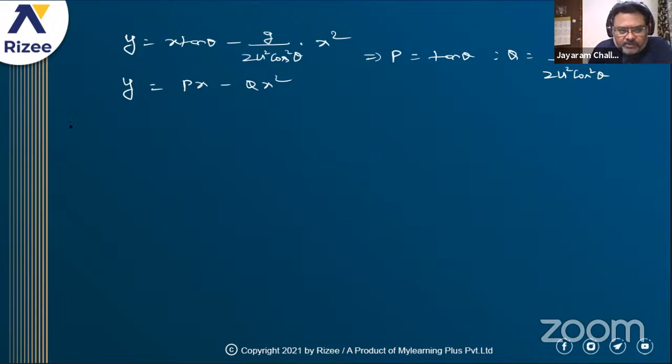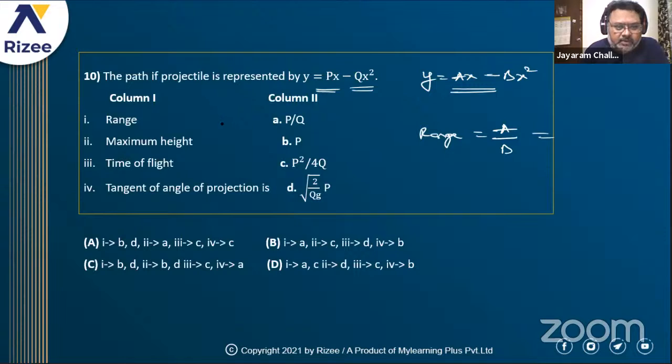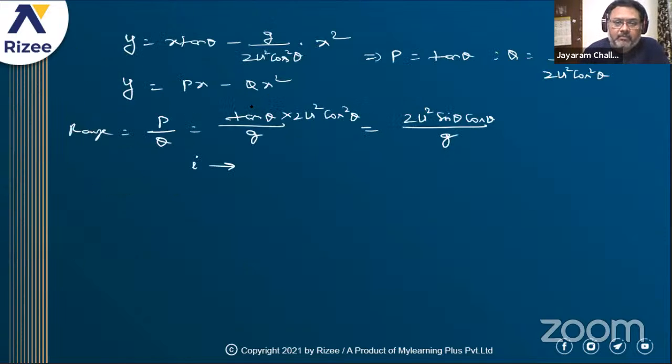So from this one, first one range I'll go. Range is equal to p by q. How, sir? That is tan theta by g by 2u square cos square theta. Tan theta can be written as sine by cos. One of the cos will go, so this will be u square sine theta into cos theta by g. So that means your first one is matched with whom, sir? First one is matched with the A. So this is your first relationship I have got.